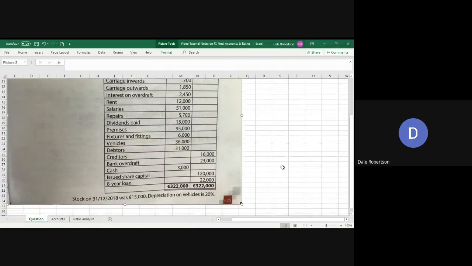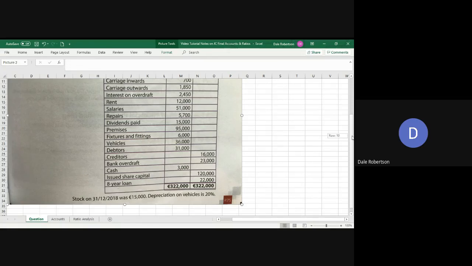Some other important information at the bottom. It tells you that the closing stock is 15,000, and it tells you that depreciation on vehicles is 20%. The vehicles cost us 36,000, as you can see here, so 20% of that is going to be an expense. In fact, these two pieces of information at the bottom are going to go in twice into the solution, whereas everything in the trial balance is entered in once.